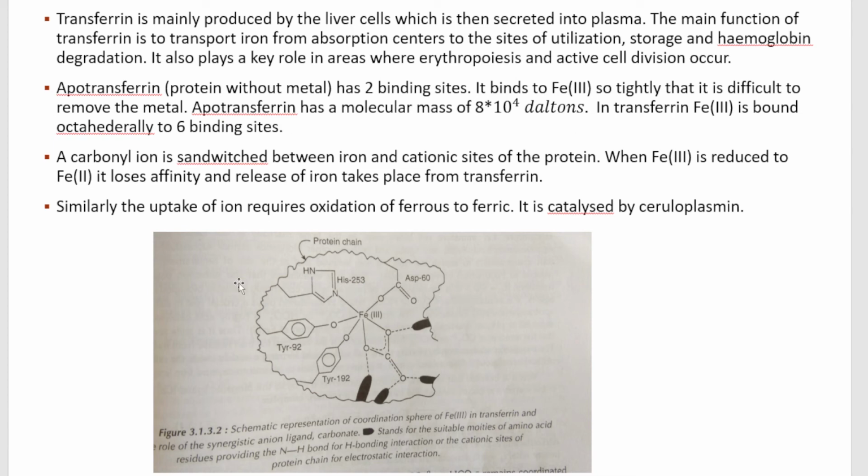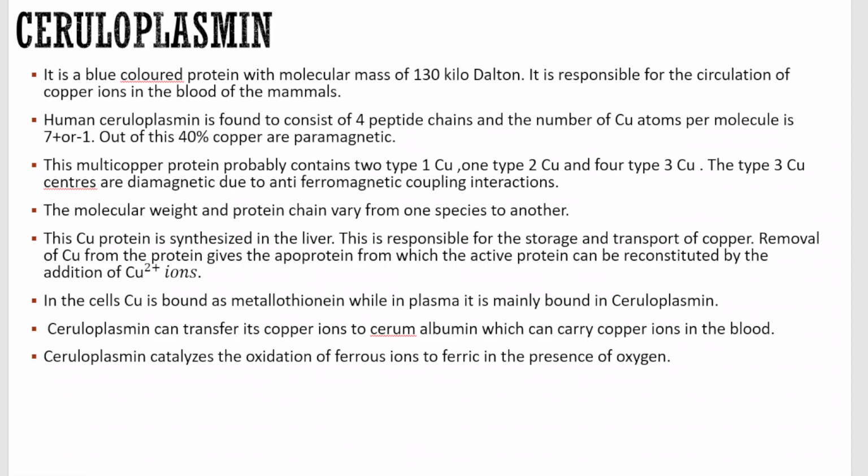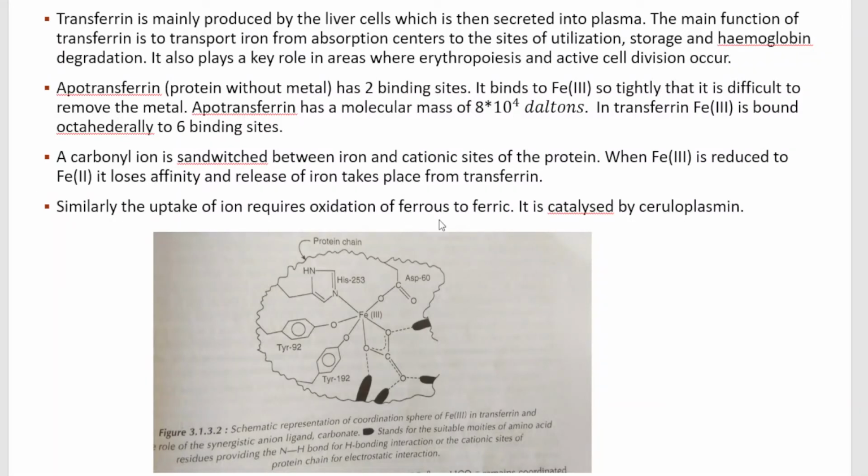Similarly, if it has to take a new Fe from different receiving sites, like in the case of ferritin, if it has to receive Fe from ferritin, there is oxidation of ferrous to ferric that is taking place, and this oxidation is catalyzed by ceruloplasmin. Next, we are studying about another protein, that is ceruloplasmin. We already studied previously that this oxidation of ferrous to ferric is catalyzed by this protein, that is ceruloplasmin.